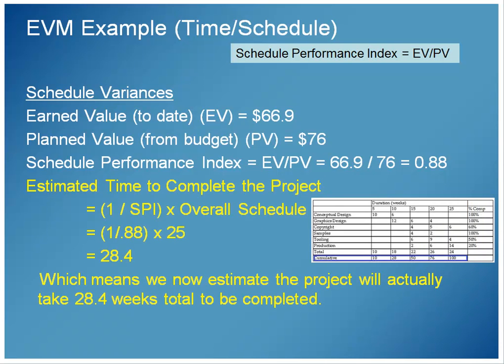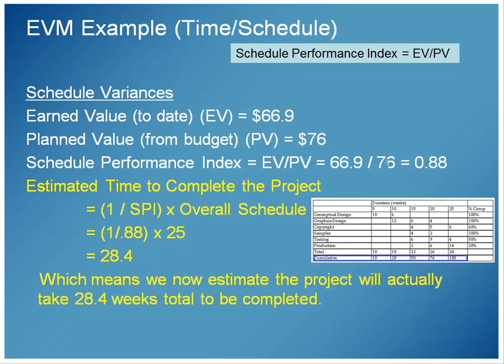And then from there, again, this is something that allows us to make a prediction on the schedule. We can again do an inverse of the index value times the schedule to come up with a result. So 1 over 0.88 times our schedule. And if you remember our schedule, this original budget was 25 weeks. So the 1 over the index times 25 weeks, 28.4. That means we now estimate the project will actually take 28.4 weeks total to be completed.